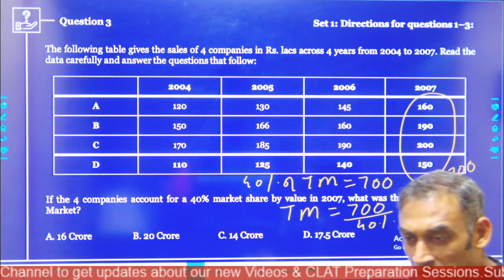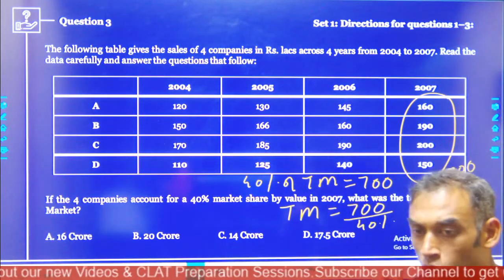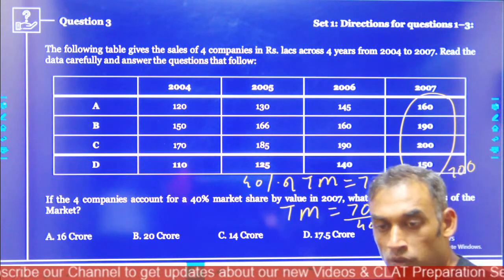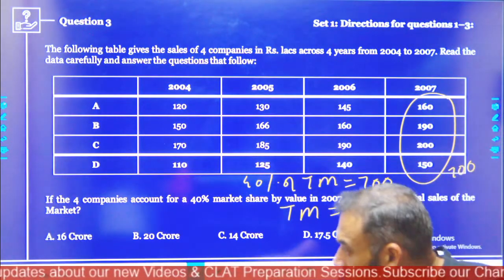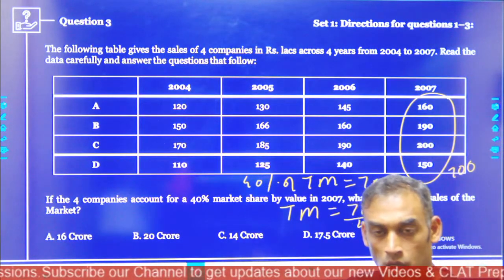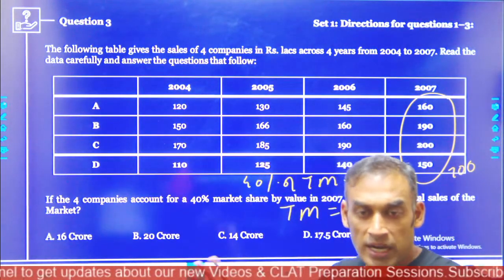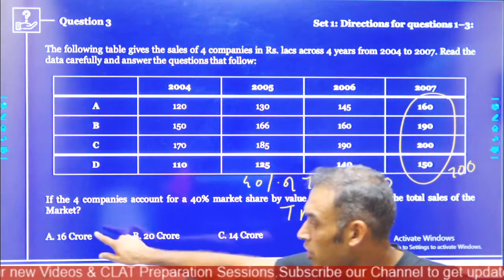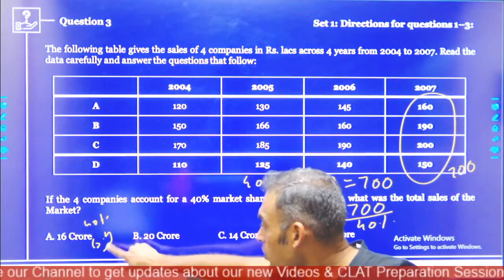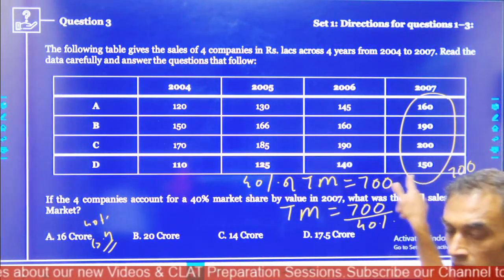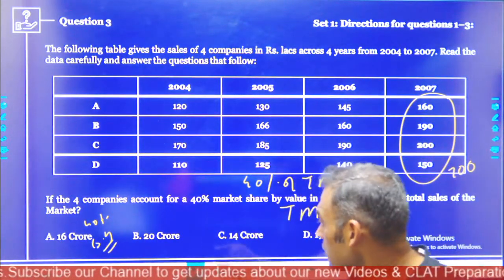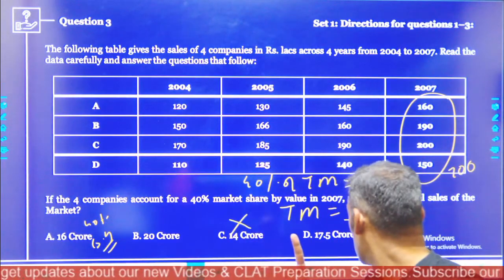But the idea is not that. The idea is not to use our formulas here to solve the question. The idea is how can I use the options to solve the question, right? In this question, look at the first value here, 16 crores. If 16 crore is the total value of the market, then 40% of that is 6.4. And how much do I want? I want 7. So the answer definitely has to be more than 16 crores. Therefore, the answer cannot be 14 crores. So one option is eliminated.